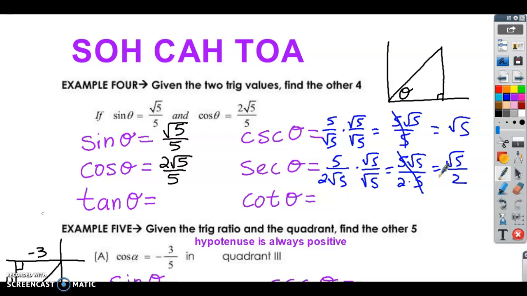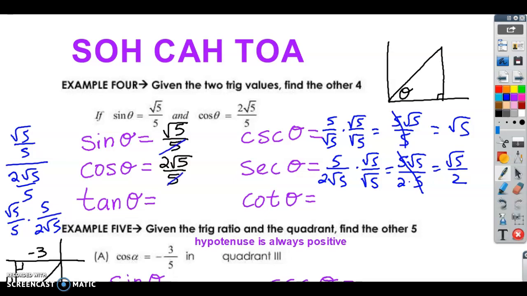For the tangent, tangent is sine over cosine. If you do the square root of 5 over 5 divided by the cosine, which is 2 root 5 over 5, when you divide two fractions, we never divide fractions, we always multiply by the reciprocal. So we'll get root 5 over 5 times 5 over 2 root 5. We know that's going to happen, so we can just cancel those 5s.